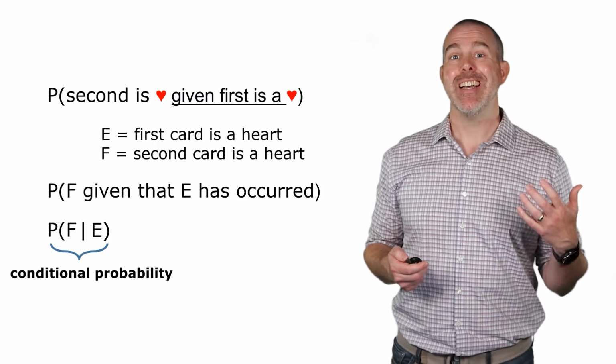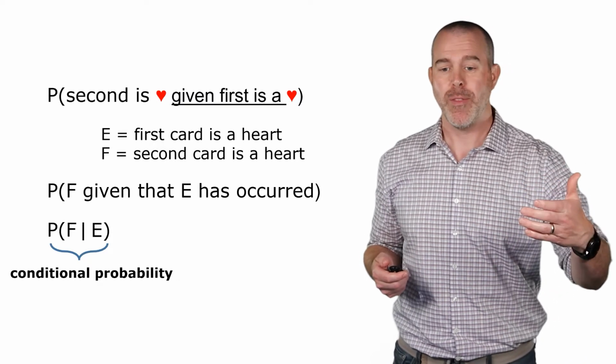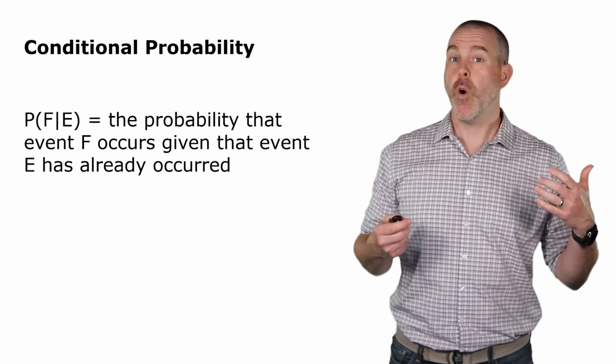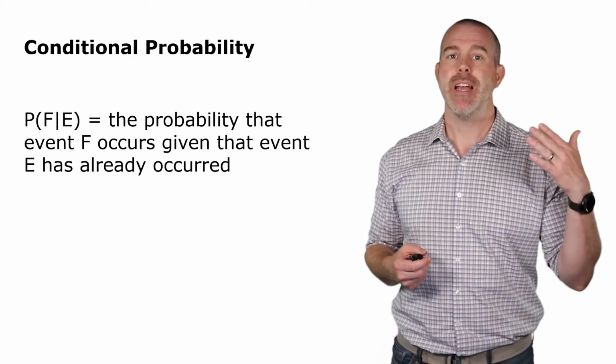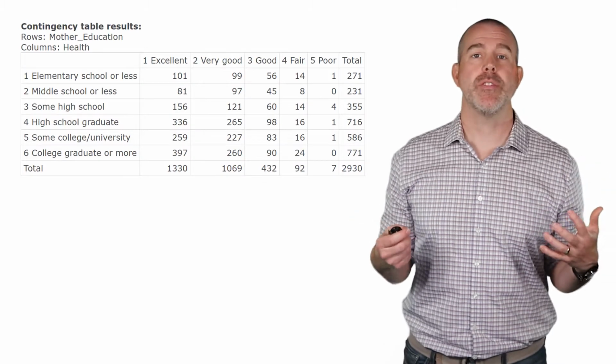And that is conditional probability. Conditional probability is when you can't find the probability of your event because it depends on another event. Formally, conditional probability is the probability that F occurs given that E has already occurred. Let's illustrate this with some data.